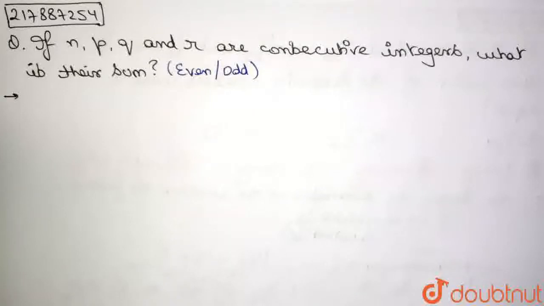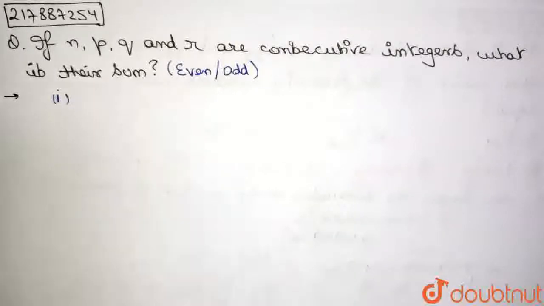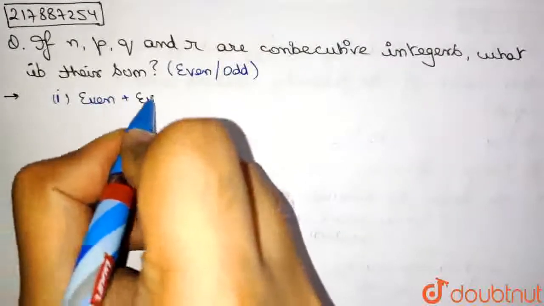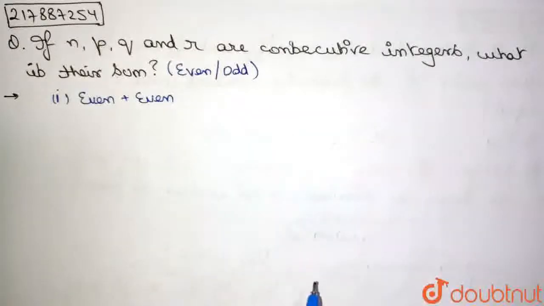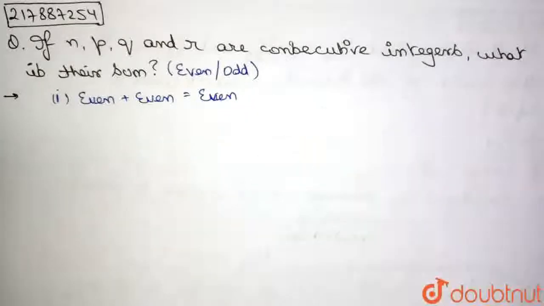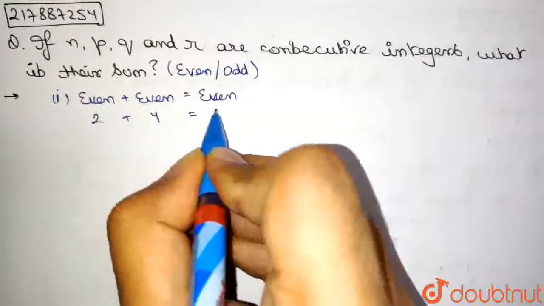So guys, there are three important concepts when we talk about addition of odd or even numbers. Let us look at them one by one. The first concept is when we add two even numbers, so even plus even. Whenever we add two even numbers, the end result is even. For example, if we add 2 plus 4, we see that the result is 6.